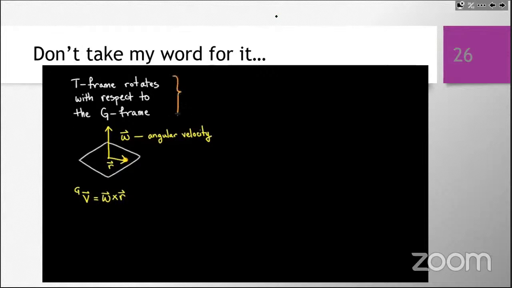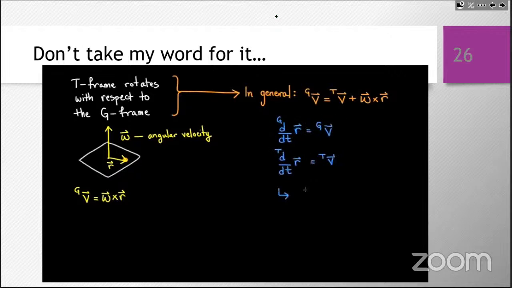Recall that in general, any object that is moving on the turntable will have a velocity that can be defined in the T frame. The velocity in the G frame can be found as the sum of the velocity in the T frame and the velocity that arises due to the rotation of the T frame with respect to the G frame. We can think of this as a rule for taking the time derivative of the position vector r in both the G and the T frame.